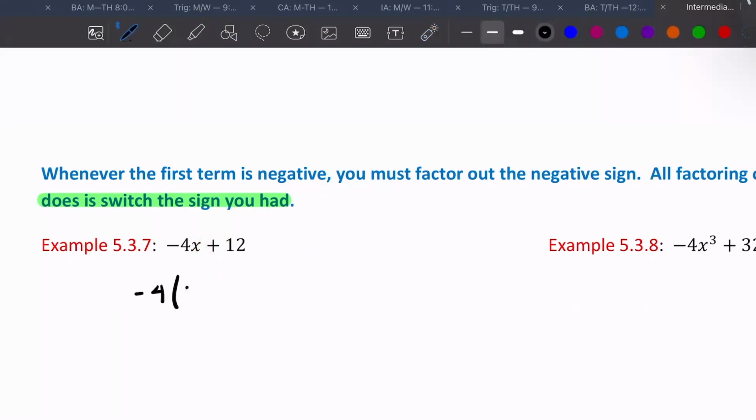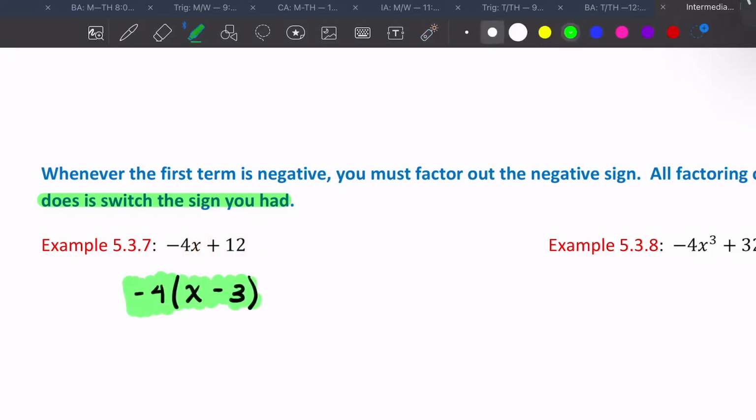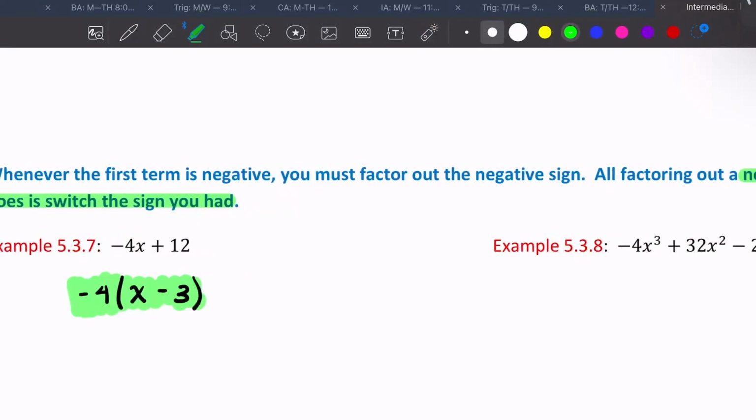Because negative 4 times x is negative 4x. But it's going to be minus 3 because we want to say negative 4 times negative 3 and get positive 12, right? A negative times a negative is a positive. So just a little thing there that's going to make a whole lot more sense in a second whenever we're going to manipulate some stuff and use that technique when we take out that negative.